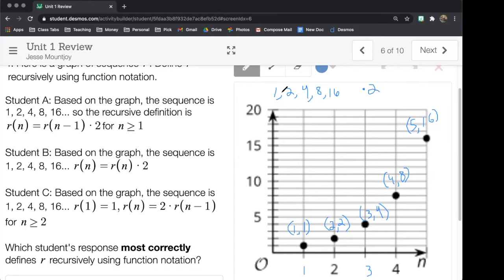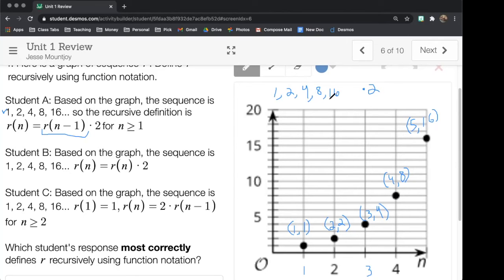Okay, so let's go ahead and look at these. Based on the graph, the sequence is 1, 2, 4, 8, 16. Yep, that's what I got. So this checks off so far. So the recursive definition is R of n, our function, is equal to R of n minus 1. What does this represent? That represents the previous term.